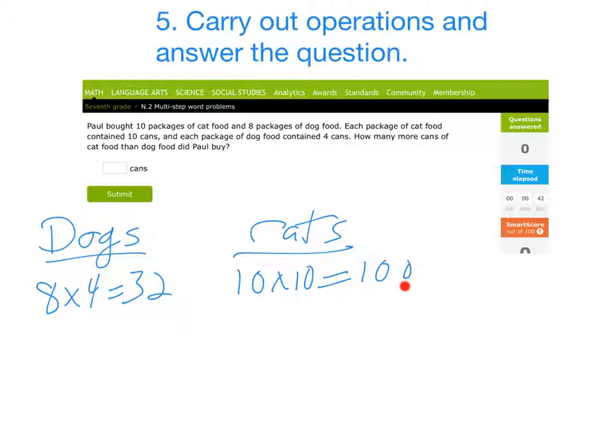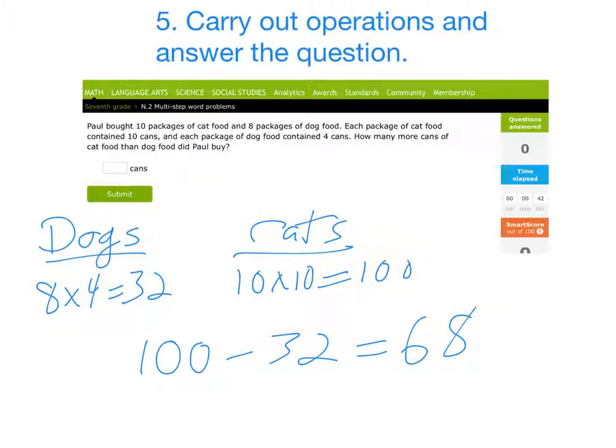And you can see there are more cans of cat food than dog food. How many more is a subtraction problem. We're trying to find the difference between 100 and 32. That's subtraction, is how we figure out how many more of one thing there are than another. Let the calculator do the work for you. You could do it by hand, you could do it in your head, but you're more likely to make a mistake. So let the calculator do that.